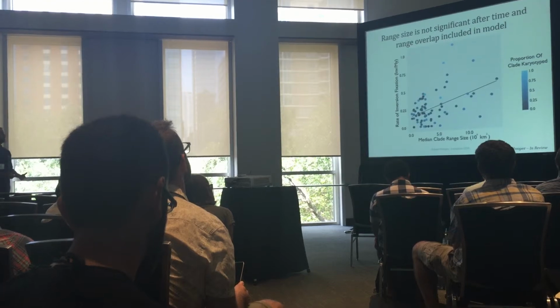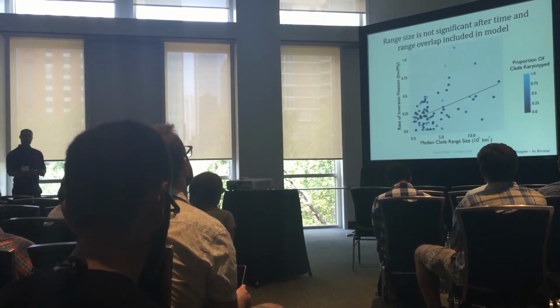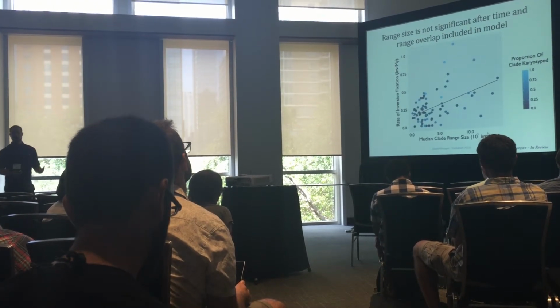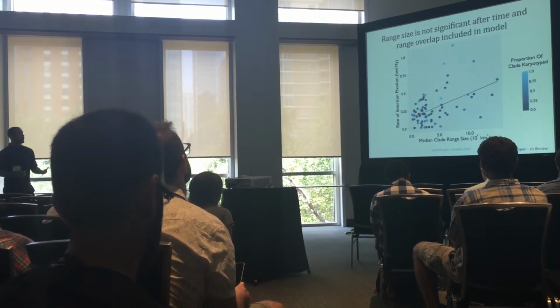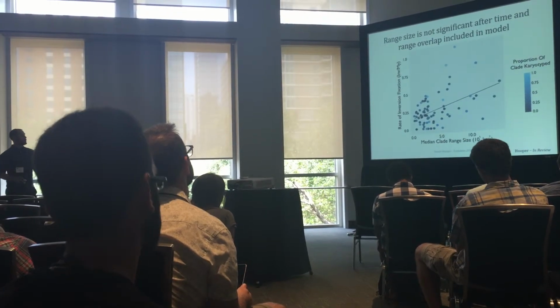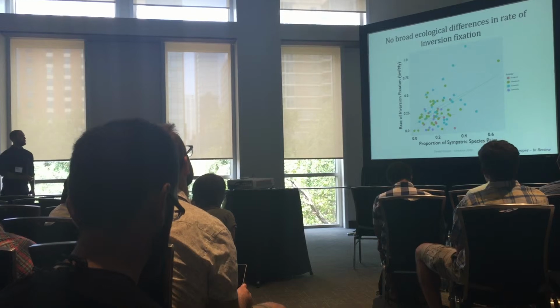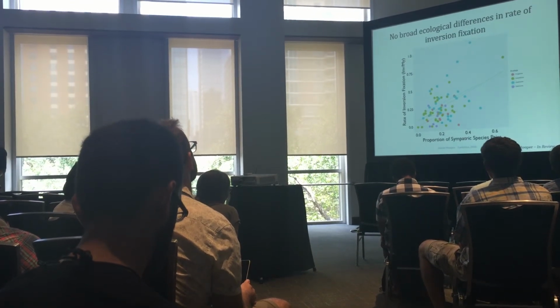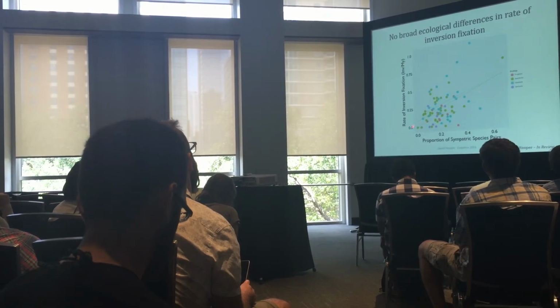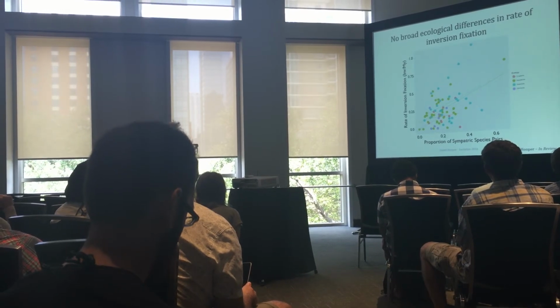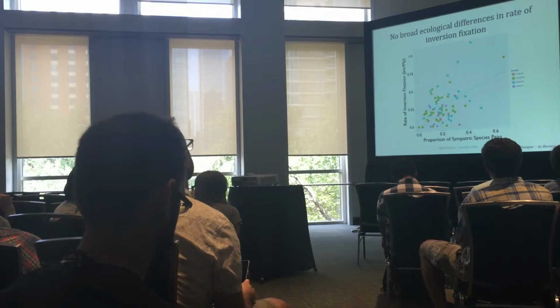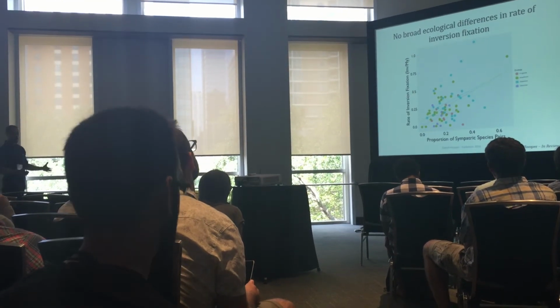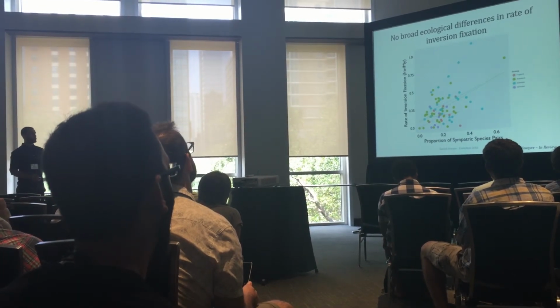And so range size was not significantly associated after including these other parameters. However, there is a positive association still, just looking at the relationship between median clade range size and inversion fixation rate. There is no obvious association of ecology with rate of inversion fixation. So these points are color-coded by the ecological groups, indicating that at least in this broad context of ecological groups, there's no difference.